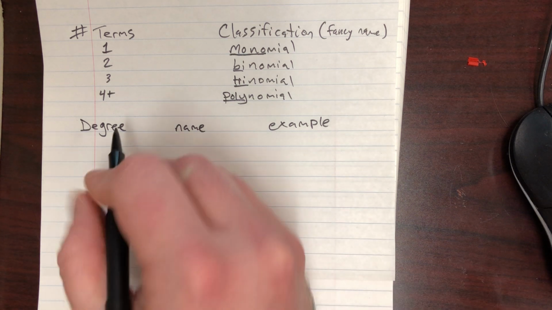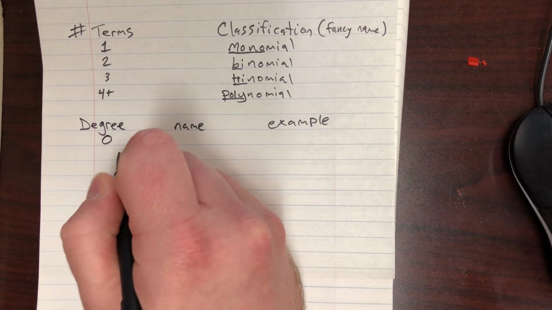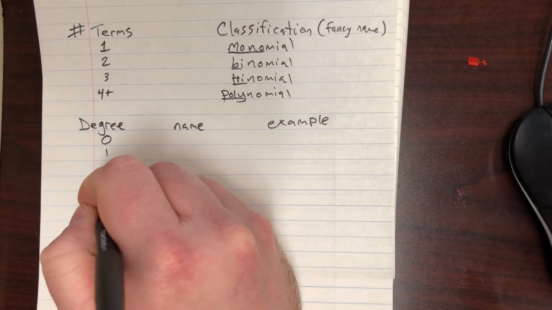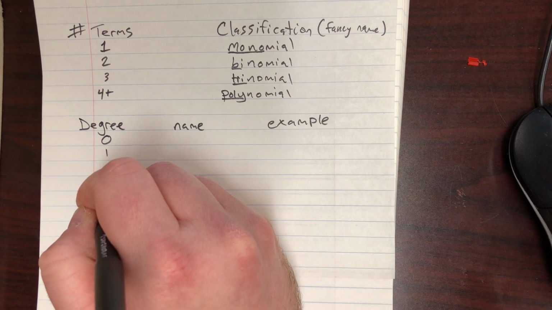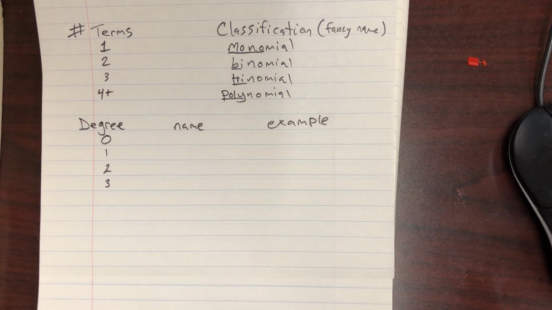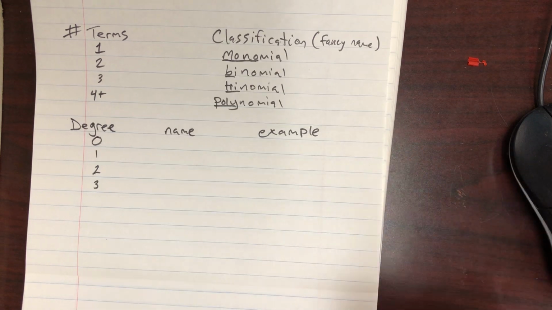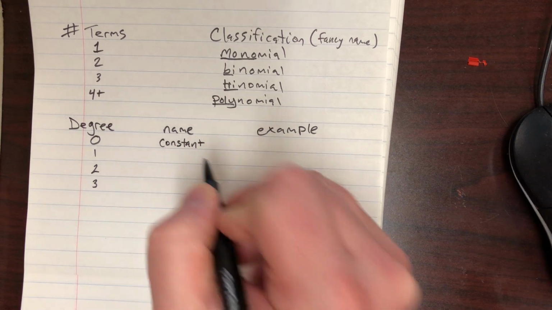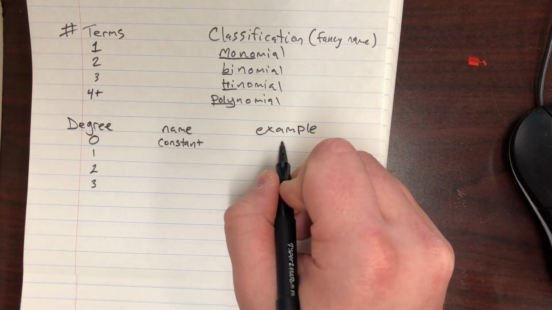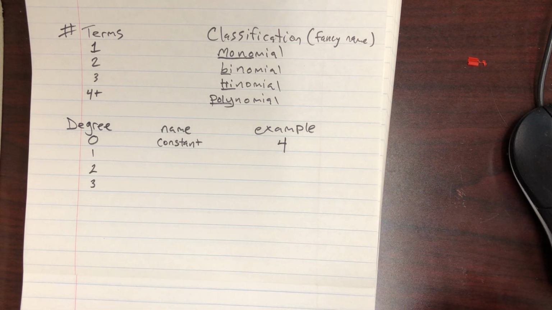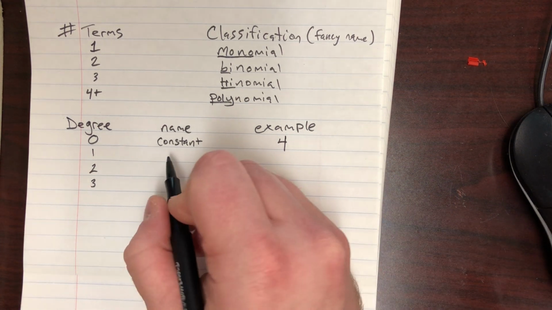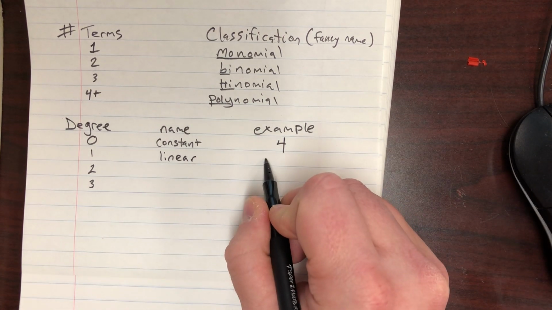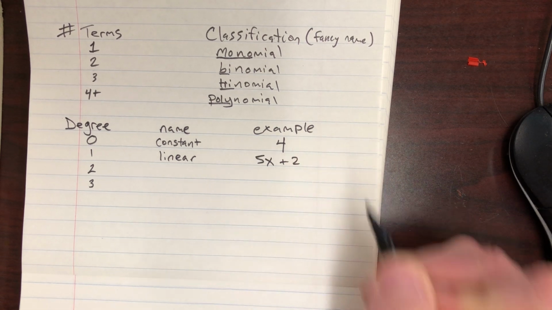So degree, we'll start, you actually can have a degree 0, and then 1, 2, 3. Degrees actually go a really long way. We care about going up to 3. We're going to have the special name. So a degree 0 polynomial is called a constant, and here's an example of a degree 0 polynomial, 4. In degree 1, we call that linear, and an example of that would be x plus 2, or let's say 5x plus 2.